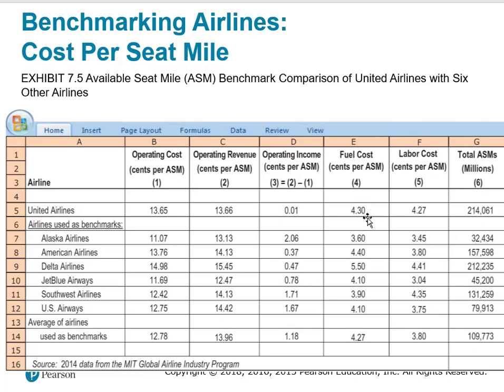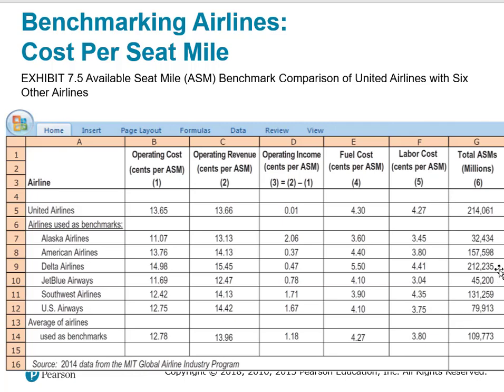Fuel cost, $4.30. These are all in about the same range. You can see Southwest, though, buys fuel futures, so theirs is lower. Delta's is pretty high. It's even higher, $5.50. Labor cost, $4.27. Okay, the average is $3.80, so they're paying more for labor. So isn't this interesting? And these are total available seat miles. This is really the best way to look at this.